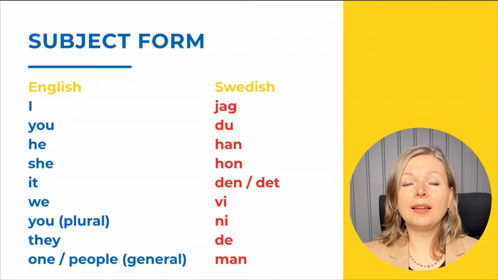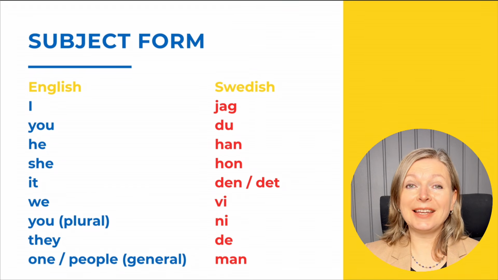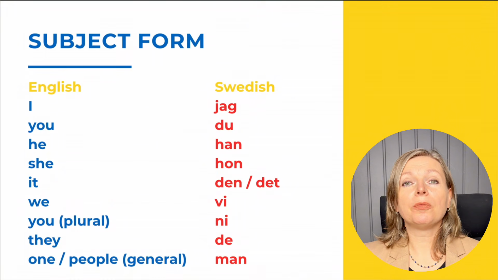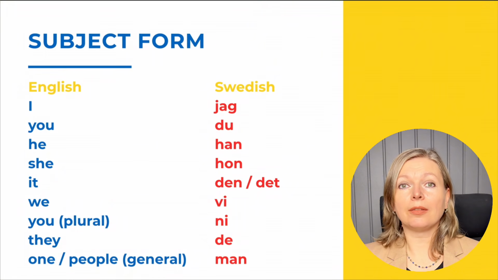It, den och det. We don't pronounce the last letter, and we are using den form for the words with an article and the form for the words with it article.